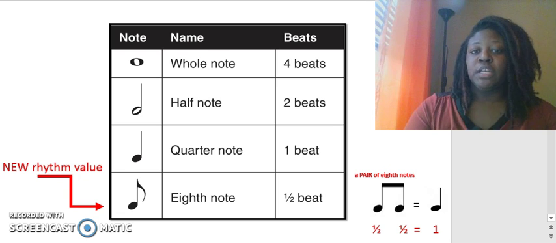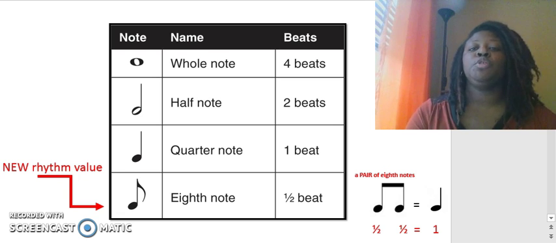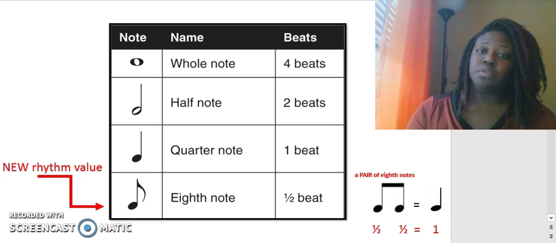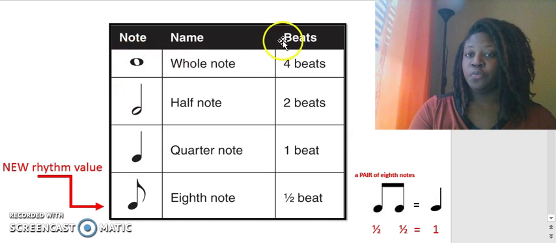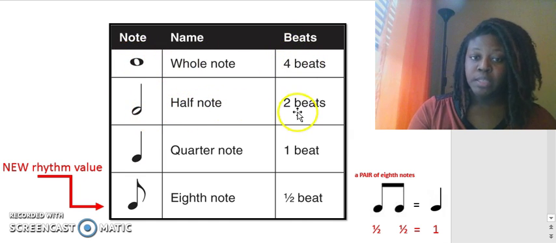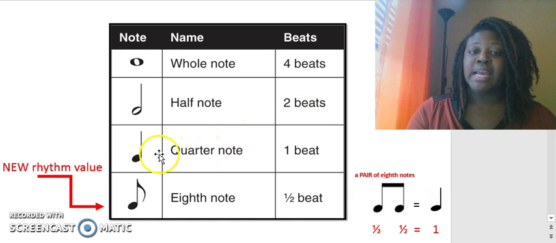If you can take a look on the board, you'll see what you already know. You see a whole note, you see what it looks like, and that is worth 4 beats. You see your half note, and that it's worth 2 beats. You see your quarter note, and that it's worth 1 beat, okay?